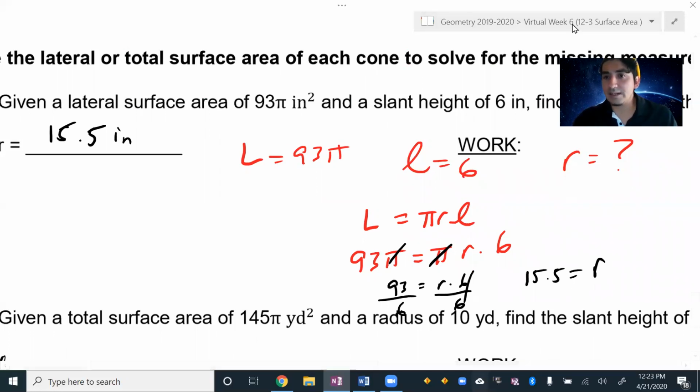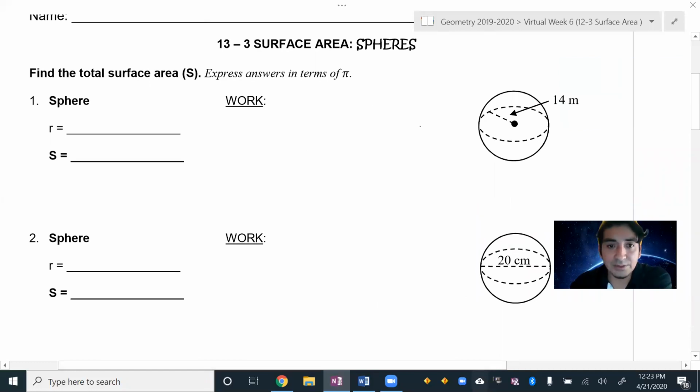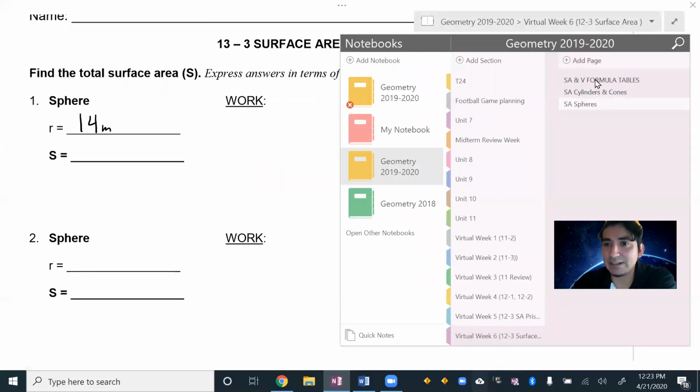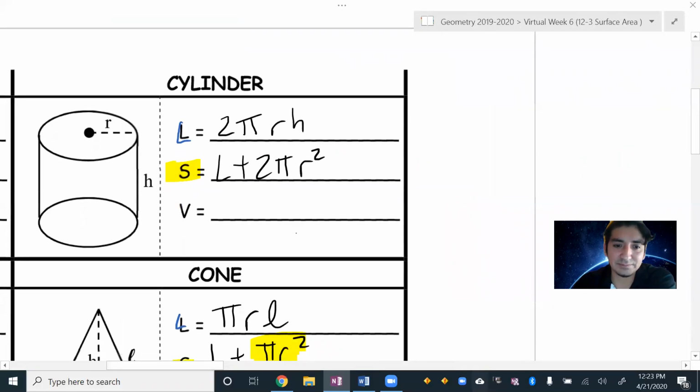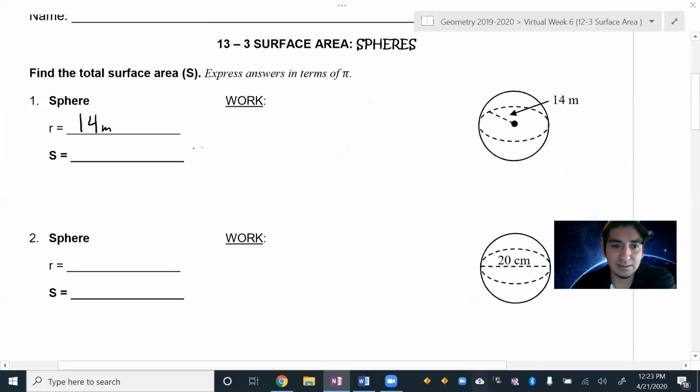All right, last one. Sphere. Sphere 1. If we're looking for a sphere, you have to understand the radius. So total surface area of the sphere, where the radius is 14, so it's 14 meters. And now for surface area, we go back, and it says 4 pi r squared. So this will be 4 pi r squared, and so that'll be 4 pi 14 squared.